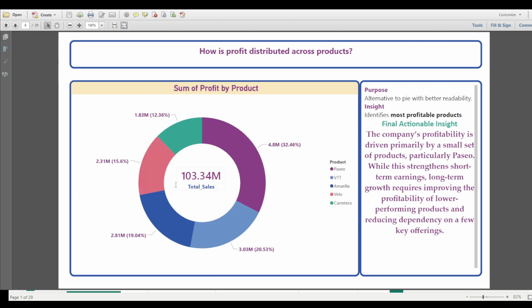This is a donut chart, where the benefit is that in between you can put the total sales also. So it is showing me the product-wise profit, but in the middle we have used a KPI which is showing me the total sales. Out of all these total sales, the profit generated by different products is being shown over here.